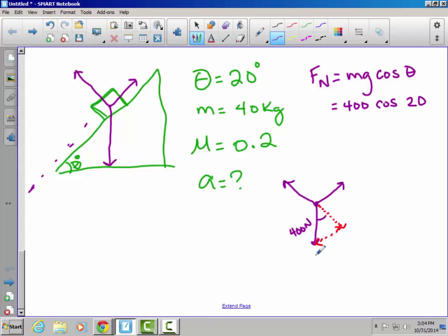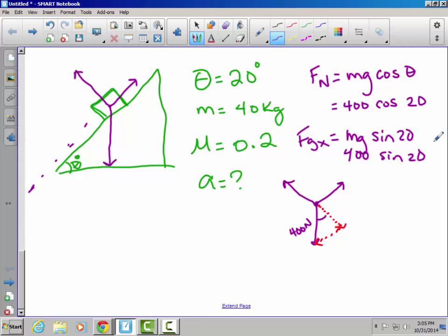And then I'm also going to find this side of my triangle, which doesn't really have a name. I call it the horizontal component of gravity, or sometimes I'll call it the FGX, or sometimes you'll see it referred to as the parallel component of gravity. Whatever you feel comfortable calling it, the parallel to the ramp component of gravity. And then that is equal to mg sine 20, or 400 sine 20. So I can go ahead and find those two pieces of my triangle.